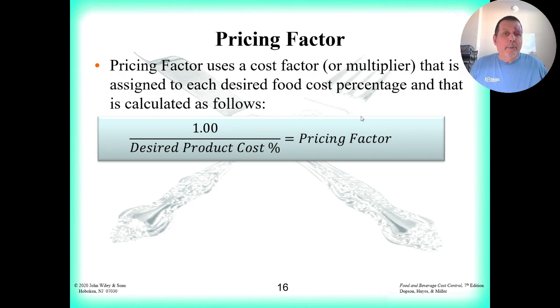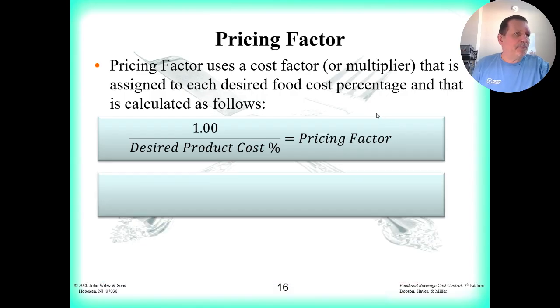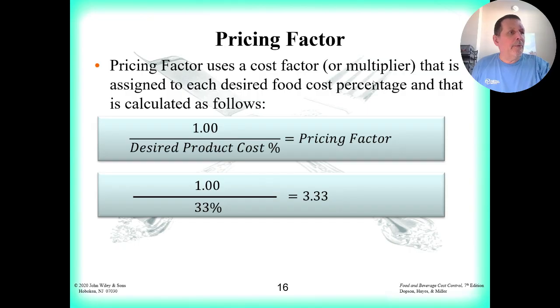Okay, so what do I do with that? Great. Does that mean that my price is $3.12? No, no, no, no. We're just creating the factor right now. So I take that factor. Actually, let's do it here for 33%. All right. So 1 divided by 0.33 equals 3.33. So that is my pricing factor. The other one I said was 3.12 for 32%. That was my pricing factor.